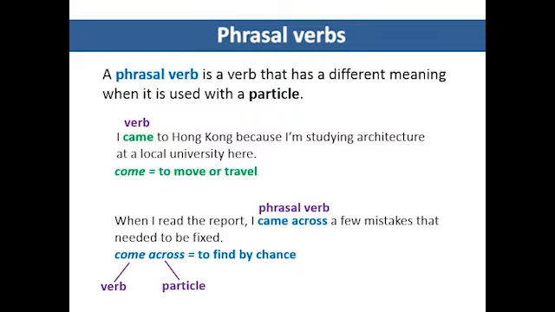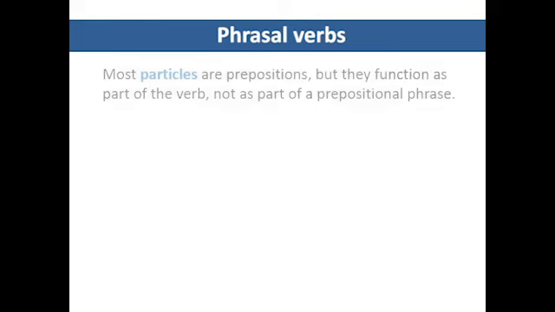This phrasal verb, made up of the verb come and the particle across, has a different meaning than the verb come on its own, as in the first sentence. Most particles are prepositions, but in a phrasal verb, they function as part of the verb rather than forming a prepositional phrase. Compare these two sentences.